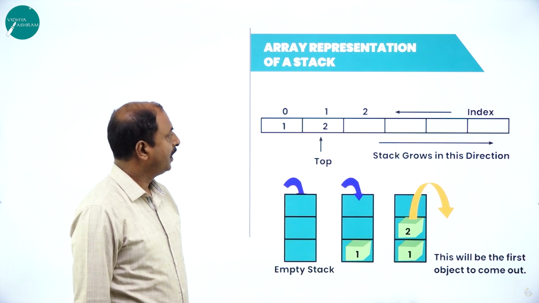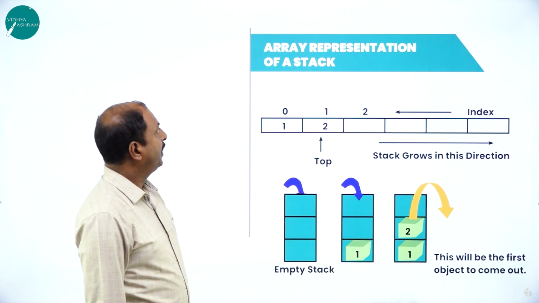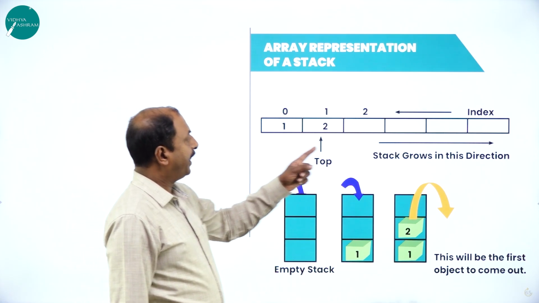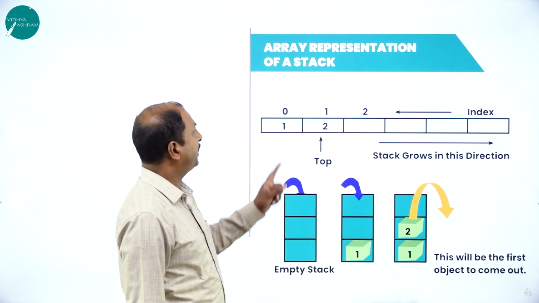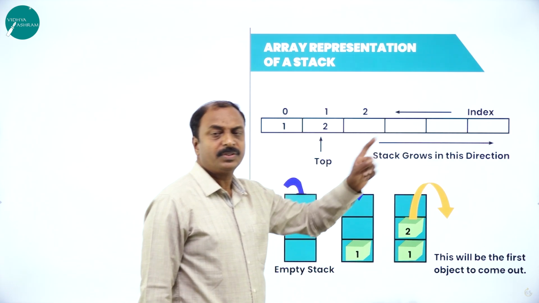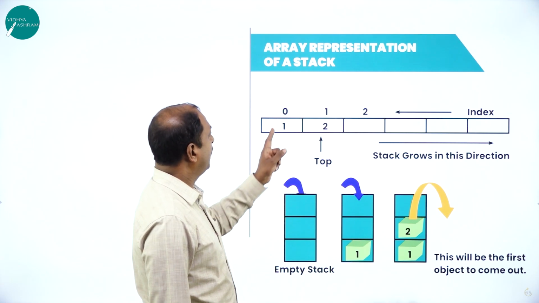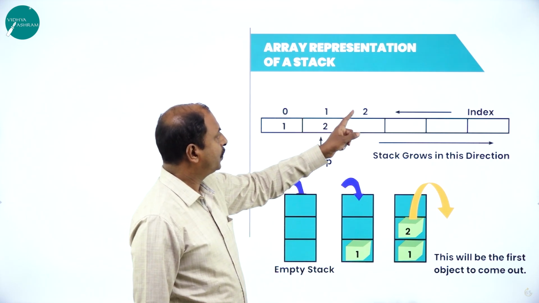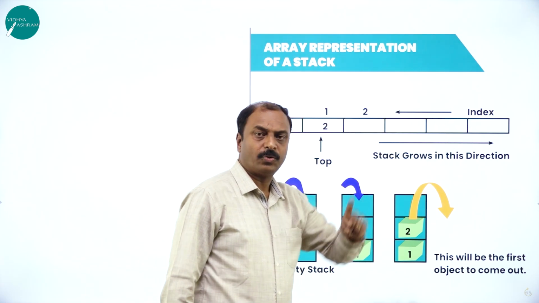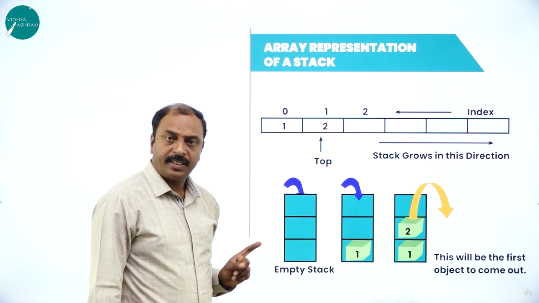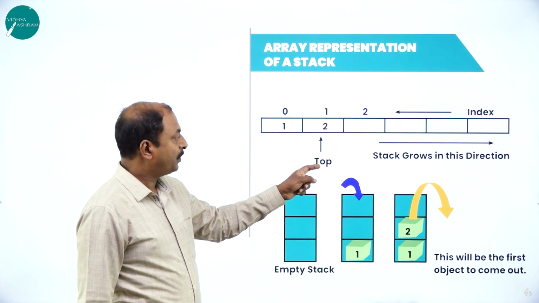Now, as we are implementing stack through array, you know what is an array. It is a group of elements of the same data type. In this example, index 0, 1, 2, 3, 4, 5, it goes on like this. And here in the stack, top is the pointer.